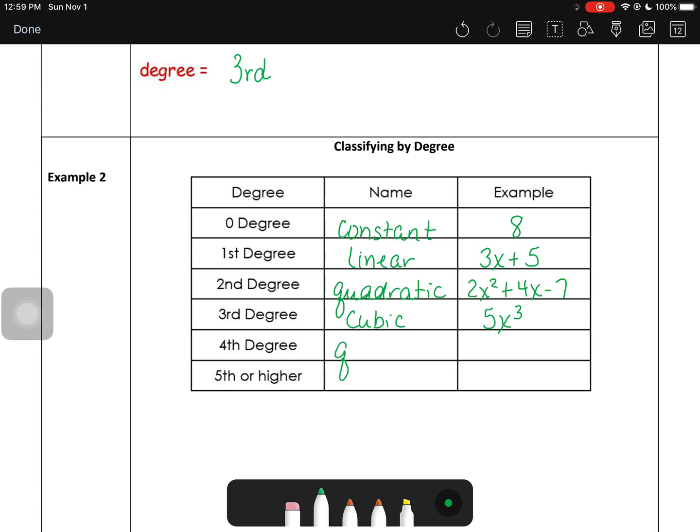Fourth degree is quartic. Think of 4 quarters in a dollar. So I might do x to the 4th plus 8, as long as it's to the 4th power. And if it's a 5th degree or higher, we name it by its degree. So for example, this would be a 5th, x to the 5th.